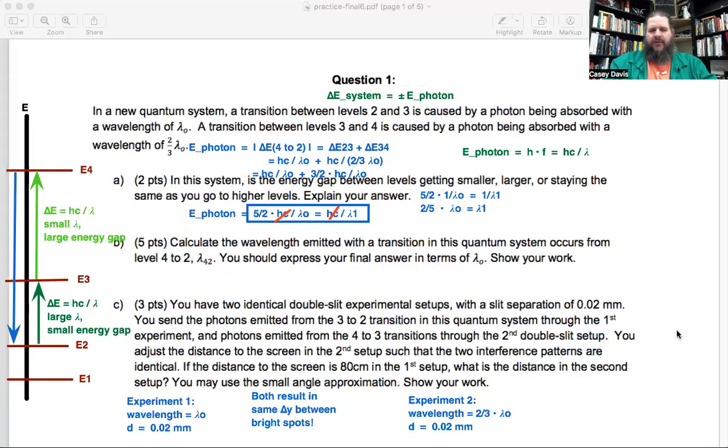And how is that possible? What else could be different that would lead to the same difference between bright spots, even though we're using different wavelengths?